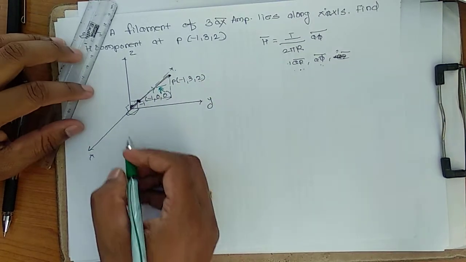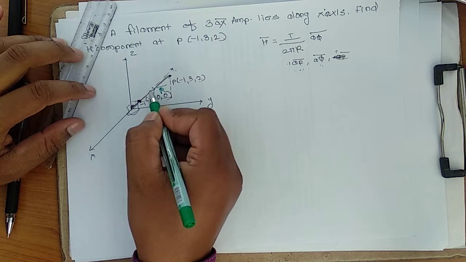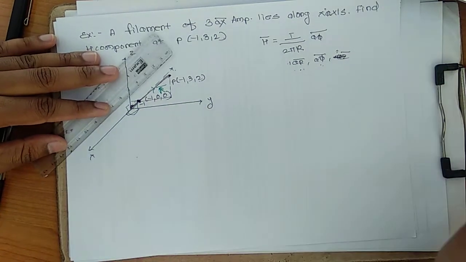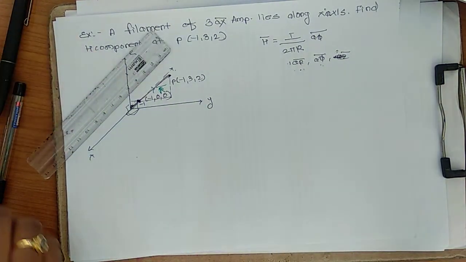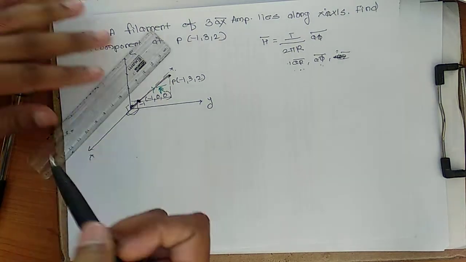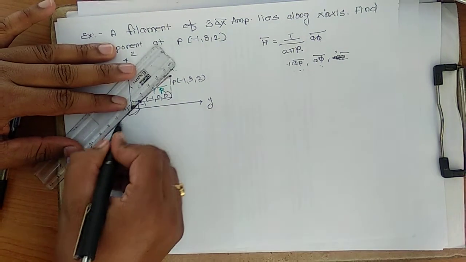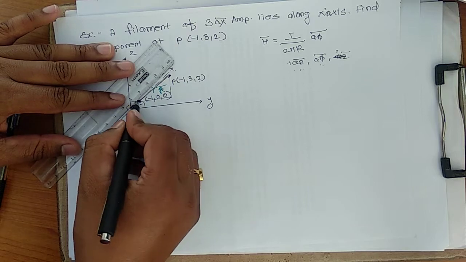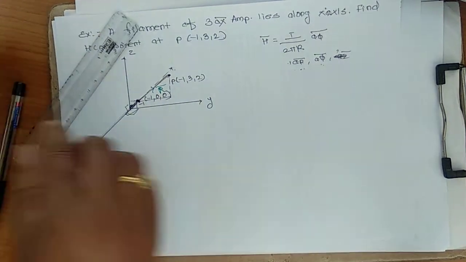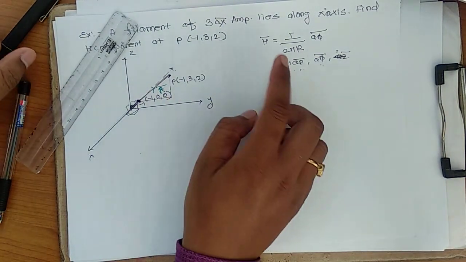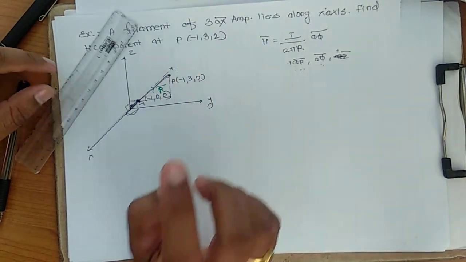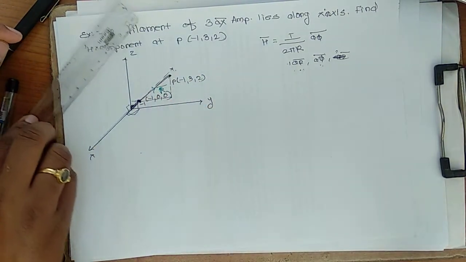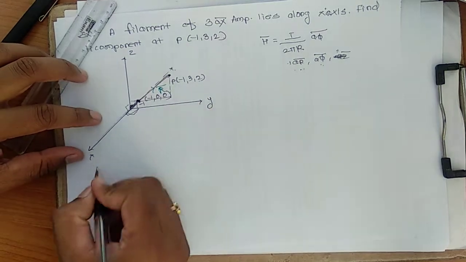Why? Because there is a magnetic field due to the current on the x-axis. We have to calculate the magnetic field intensity at the point P. So this r bar we have to calculate. So what is r bar? I will separate this out.